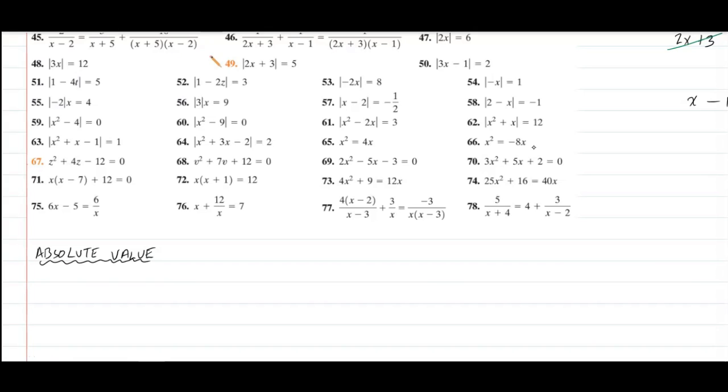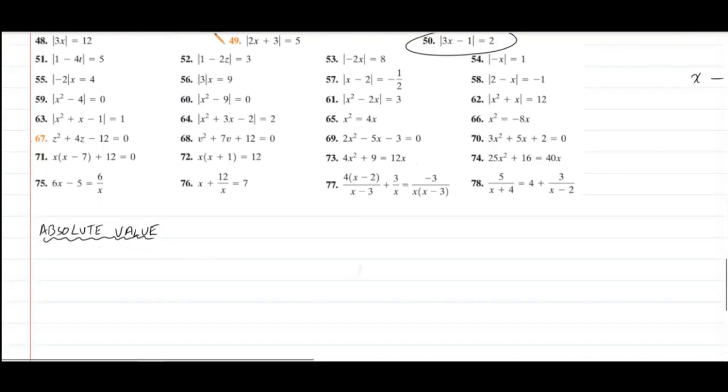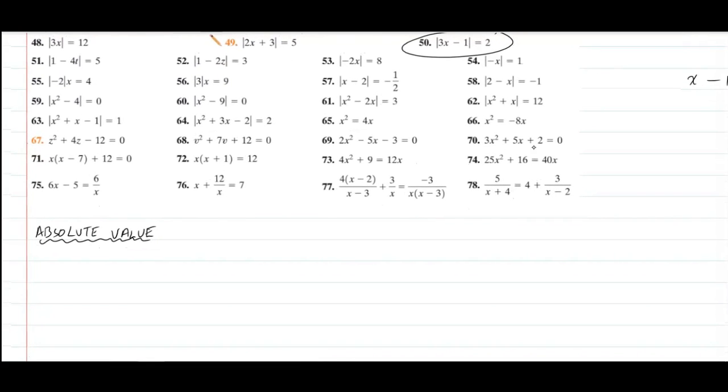All right, and for that, we'll take number 50 instead. Let's take number 50. Number 50 says you've got the absolute value of 3x minus 1 is equal to 2. Now, on a number line, absolute value basically means that wherever this number may be, let's just call that number C. It's a little bit abstract, but you have to know this definition though, okay?